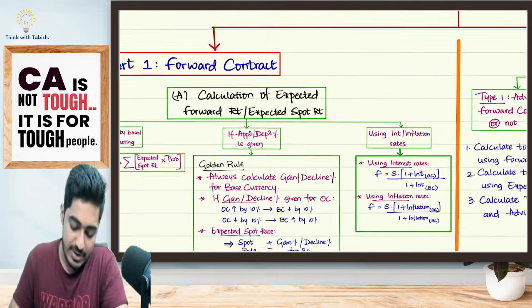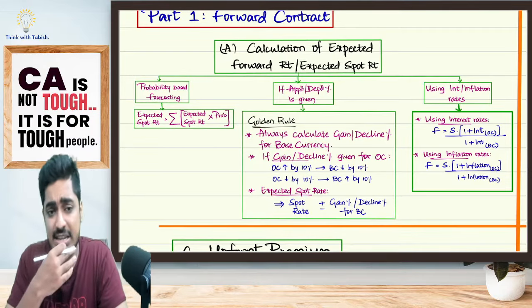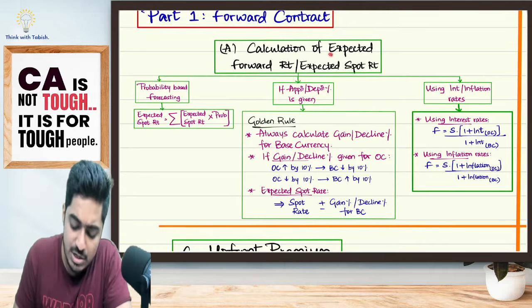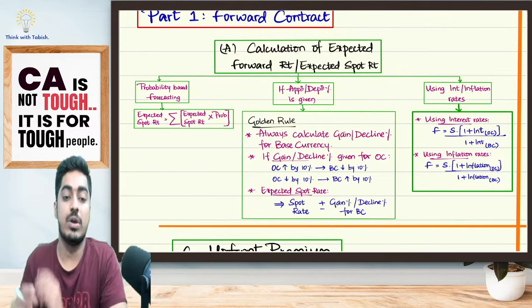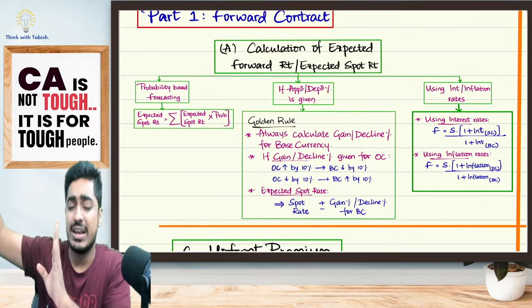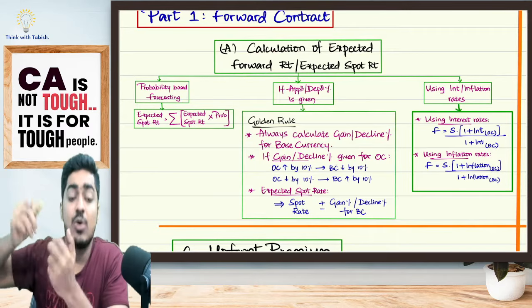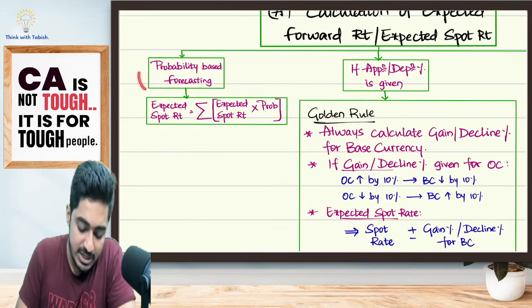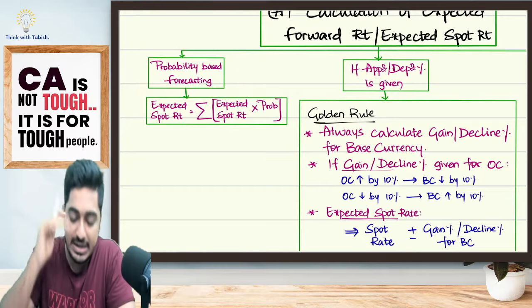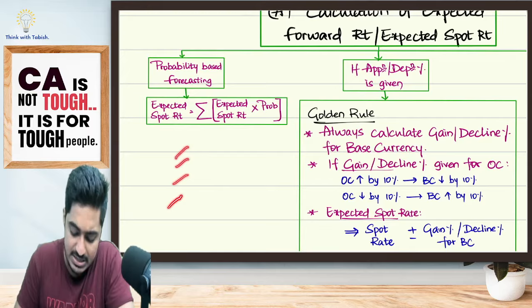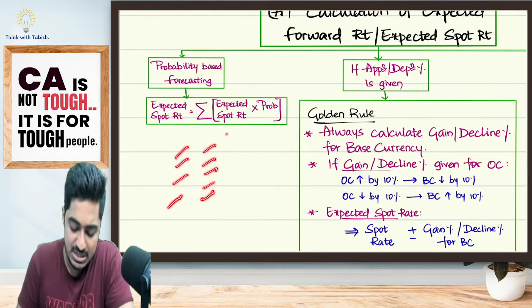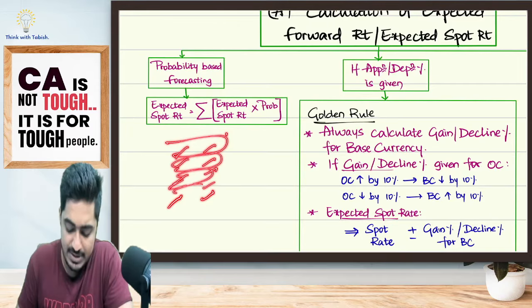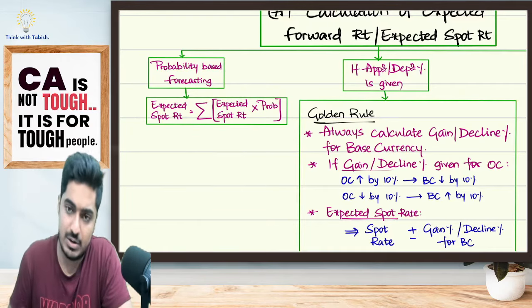Now understand, the first thing that ICA can ask in a question is the calculation of the expected spot rate or expected forward rate. For the forward date, what is going to be the expected rate? How can I calculate it? First is probability based forecasting. I call an expert, who tells me these are the rates that can be there, with these probabilities. I will do the summation of rate into probability, add all these, and I will get the expected rate one way.